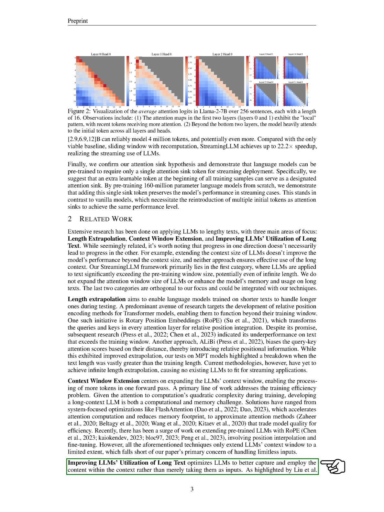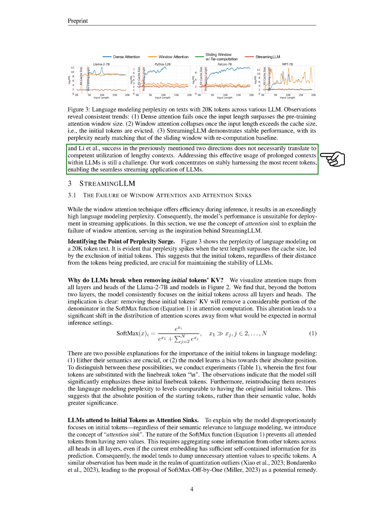Improving LLM's utilization of long text optimizes LLMs to better capture and employ the content within the context rather than merely taking them as inputs. As highlighted by previous research, success in the previously mentioned two directions does not necessarily translate to competent utilization of lengthy contexts. Addressing this effective usage of prolonged contexts within LLMs is still a challenge. Our work concentrates on stably harnessing the most recent tokens, enabling the seamless streaming application of LLMs.